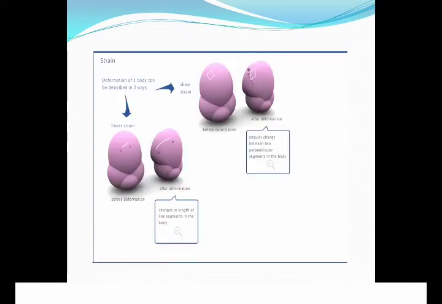Now this slide shows the strain. In that case, just for example, a deformation of a body can be described in two ways, that is the linear strain and the shear strain. So in linear strain, what happens in that case? It is the change that is occurring. We have seen before deformation and after deformation.